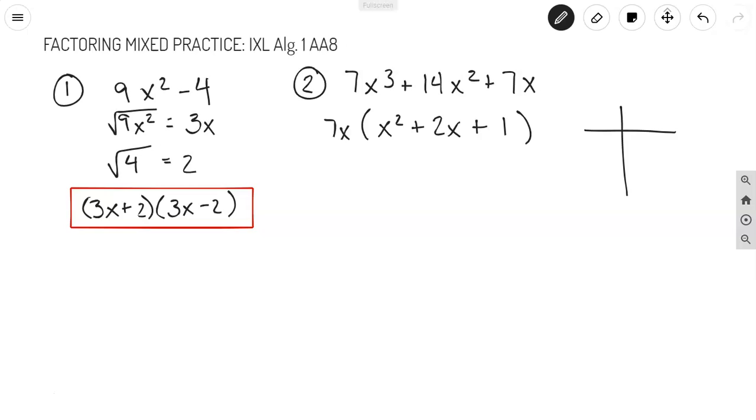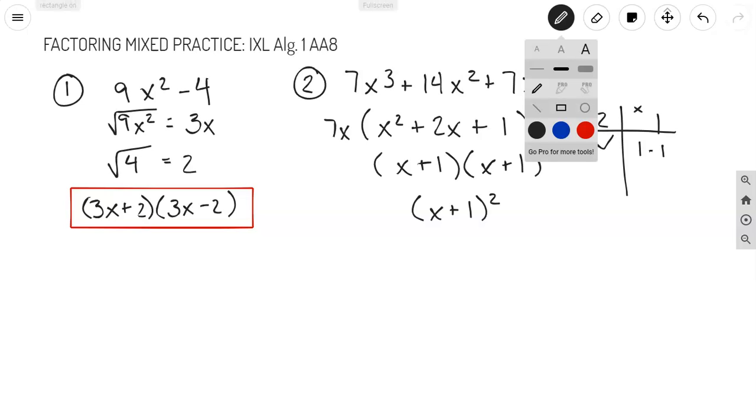Make my t-chart because there's no leading coefficient. What adds to give me 2, but multiplies to give me 1? And the only thing is 1 times 1. 1 plus 1 is 2. So I factor this. That's x plus 1 and x plus 1 again. Now x plus 1 and x plus 1 is also just x plus 1 squared.